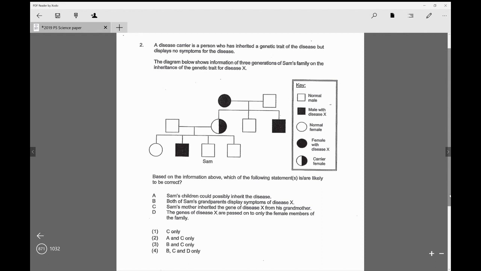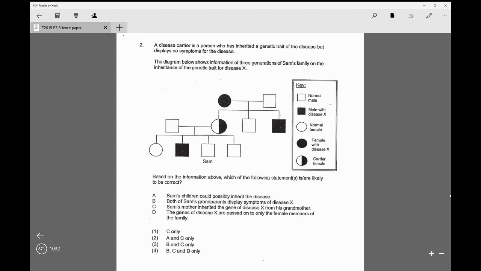If you are with my tuition, you should have done this during our science spelling. We also do something very similar whereby disease is passed down from generation to generation and only passed down to a specific gender. But this one is slightly different from what we did in our spelling.